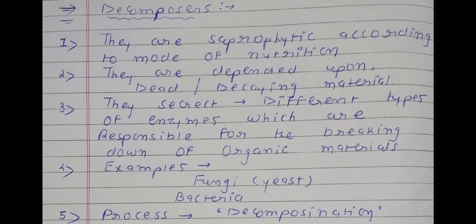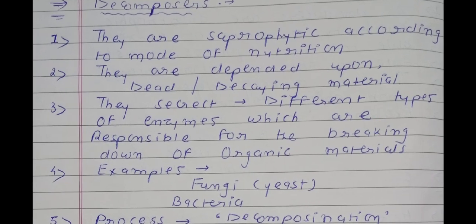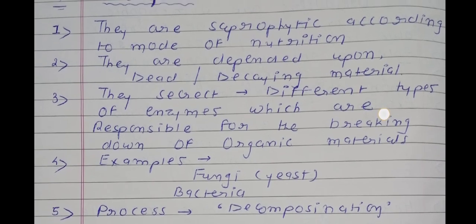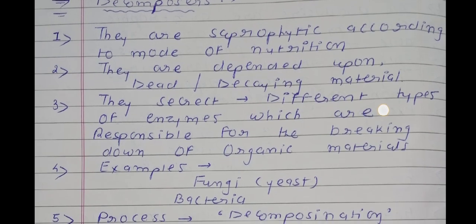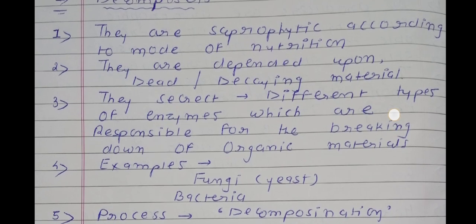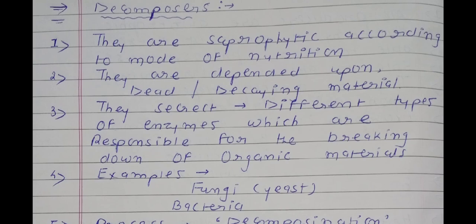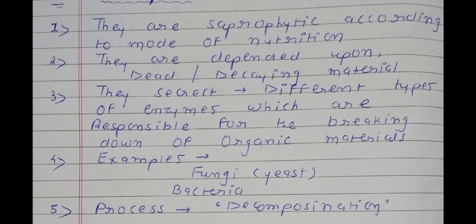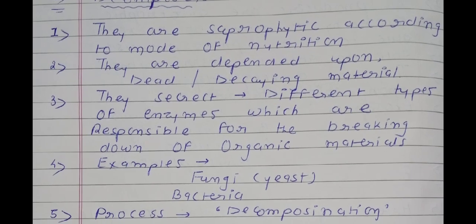Okay, see, first thing is decomposers are dependent upon both producers as well as consumers. First point here, they are saprophytic according to mode of nutrition. Saprophytic means dependent upon dead, decaying material. They will secrete different types of enzymes which are responsible for the breaking down of the organic material. Examples are very important. You will remember this.